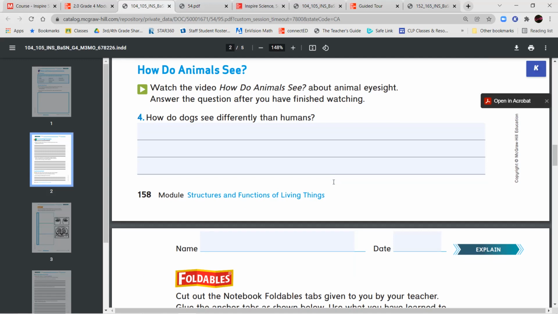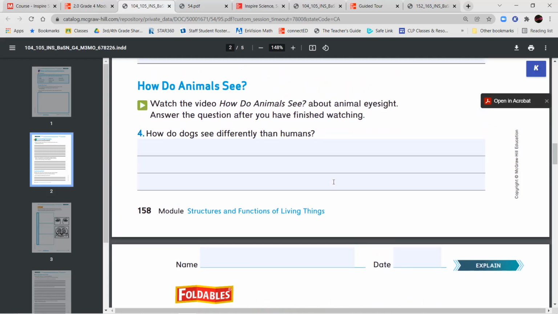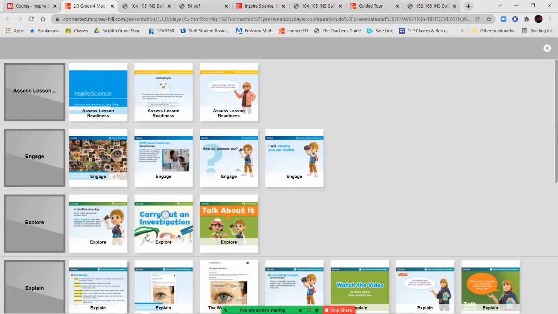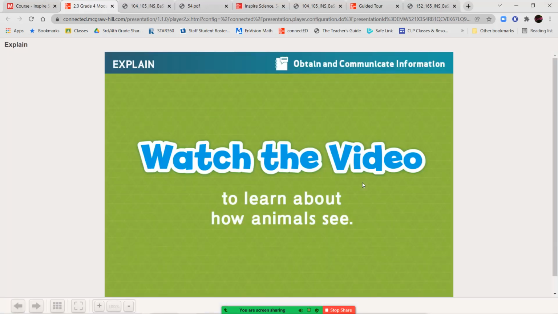Next, we're going to watch a short video called How Do Animals See? So go ahead and take a look at the question first before we get there. That way you know what you're looking for. Our question is asking, how do dogs see differently than humans? So let's go ahead and jump back over here and watch our video.